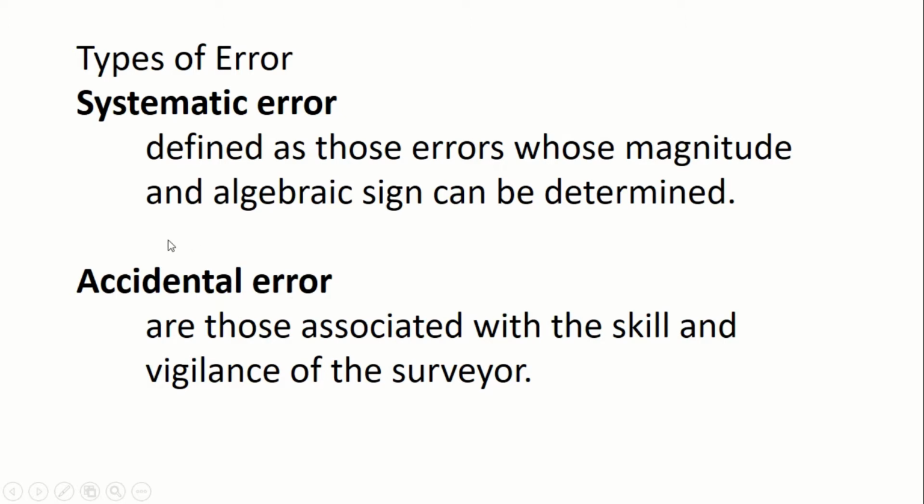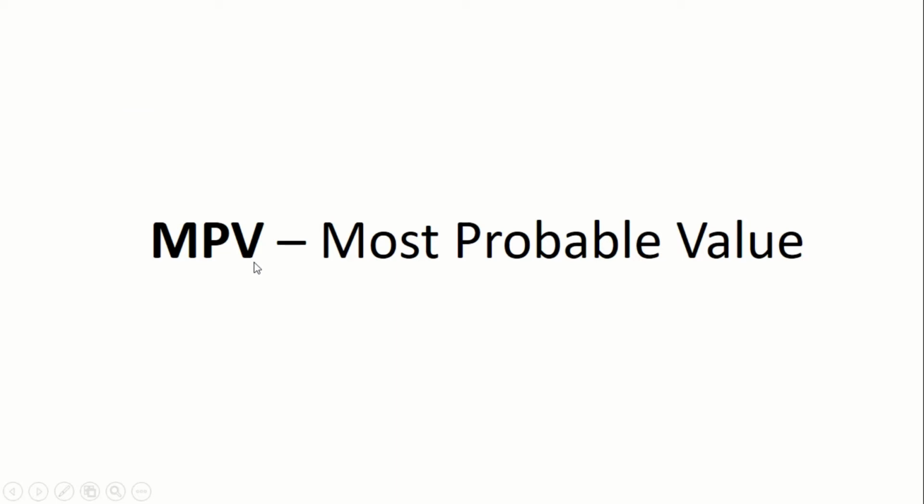So these are the types of error as we have defined earlier sa ating lecture 1. Systematic error and accidental error. So MPV is the most probable value. Sa madaling salita, ang MPV ay kung meron tayong isang set of measurements, let's say 5 measurement, we just add them up and kukunin natin yung average. Yun ang most probable value. Ganun lang kadali ang MPV.